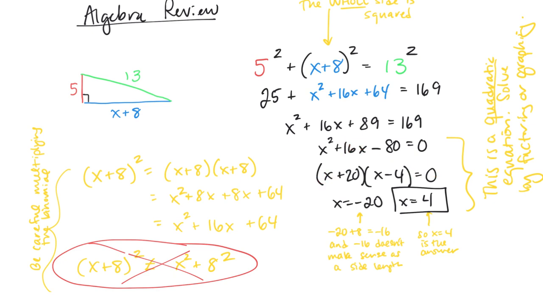Once I've factored, I can use each factor and say, if there's two things being multiplied here, one of them must be 0 to equal 0. If this one equals 0, x equals negative 20. If this one equals 0, x equals 4. If I take negative 20 and plug it back into x plus 8, I would get negative 12, and that does not make sense for a side length in a triangle, which leaves our only possible answer as x equals 4. Sure enough, when I plug that back in, 4 plus 8 is 12, and this gives us a 5, 12, 13 triangle, which is a known Pythagorean triple.